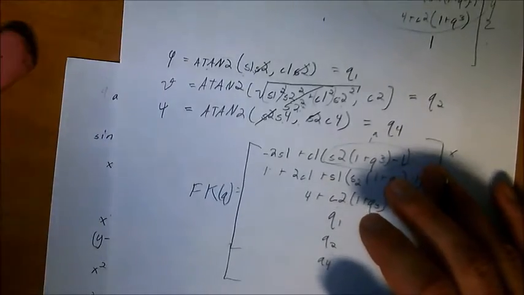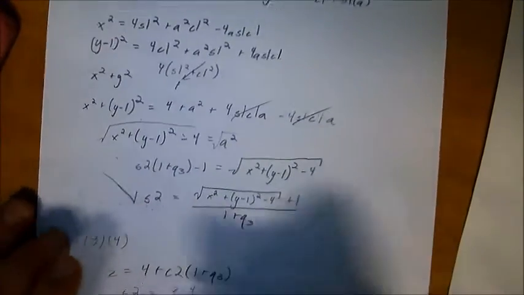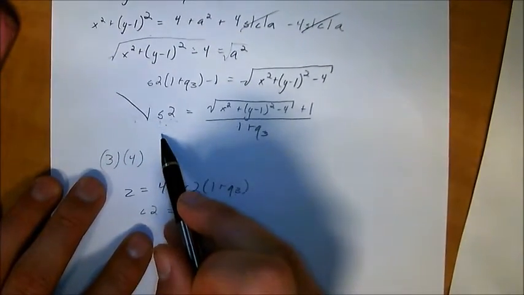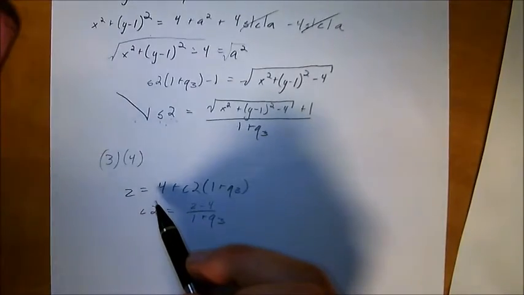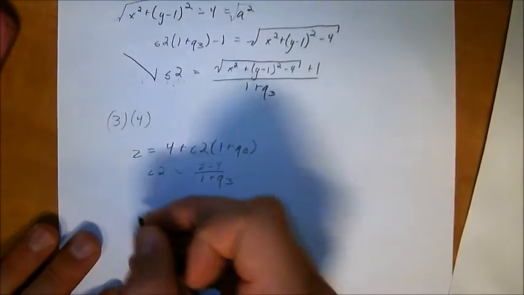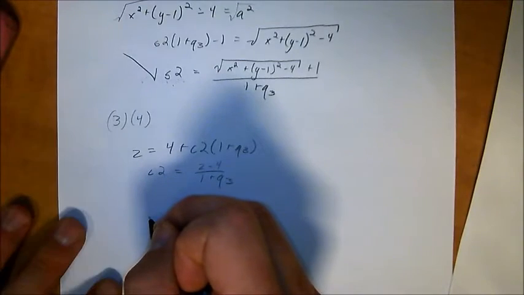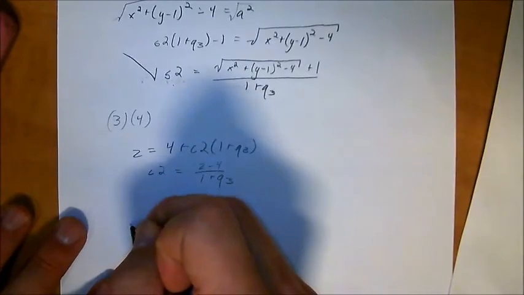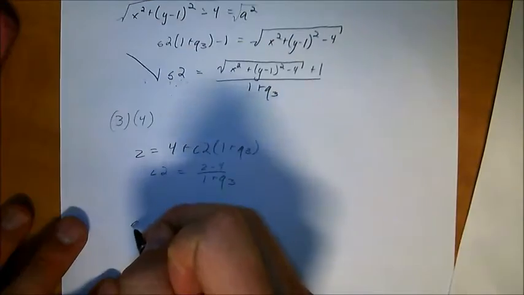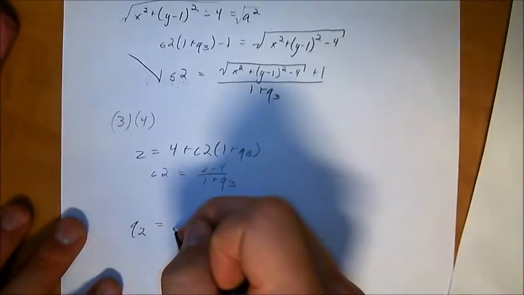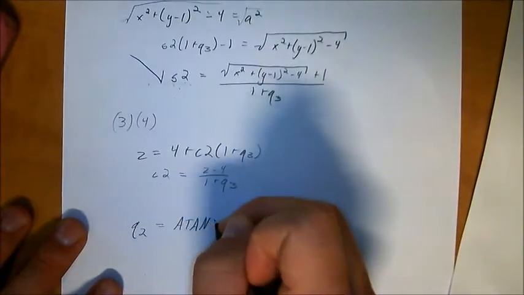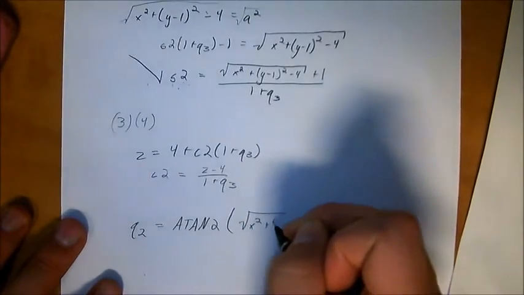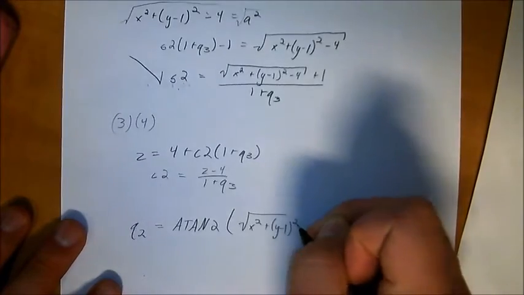But using c, now we have cosine of q2 and sine of q2. Well, it would be really easy to just define these now by dividing them by each other. So q2 is equal to atan2. I'm actually going to skip a few steps again. Square root of x squared plus y minus 1 squared minus 4. I don't really skip a step, but you'll be able to see where it happens in just a second.